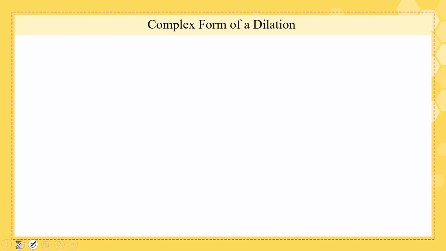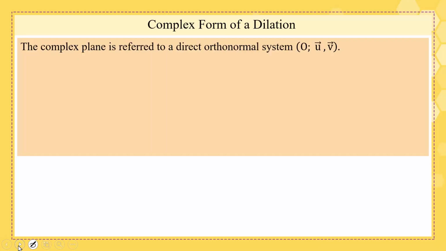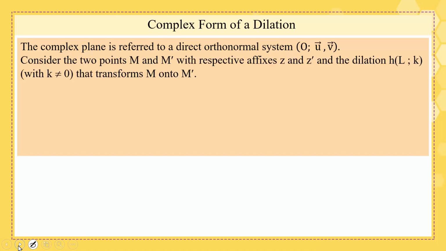Now we are going to talk about the complex form of a dilation. The complex plane is referred to a direct orthonormal system O, U, V. Given the points M and M prime with respective affixes Z and Z prime, and the dilation H of center L and ratio K, with K different from 0, that transforms M onto M prime, that means H of M equal M prime. Write the complex form of H. That means writing Z prime in terms of Z.